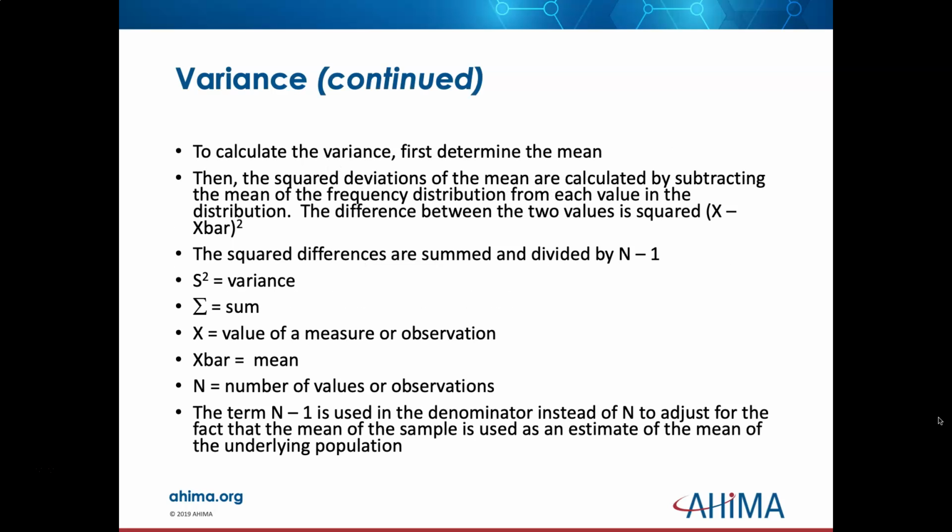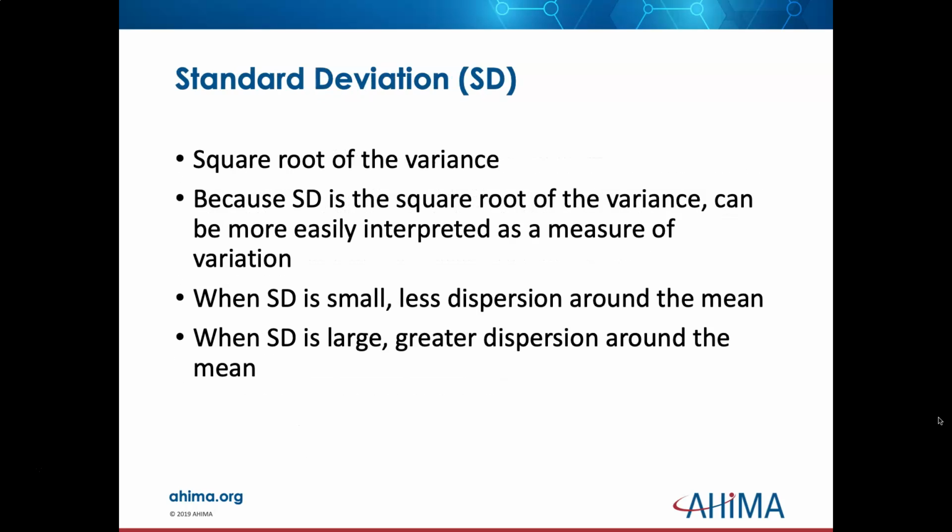To calculate the variance, you first determine the mean. Well, what is the mean? It's the average. Once you have that, then the squared deviations from the mean are calculated by subtracting the mean of the frequency distribution from each value in the distribution. And then the difference between those two values is squared. So it's going to walk you through how this works. And this is all on page 183 in your book.